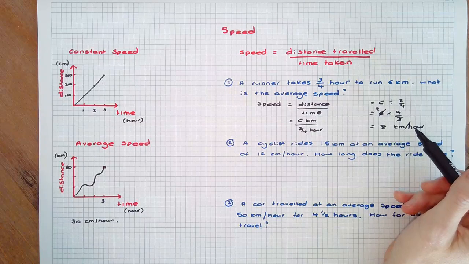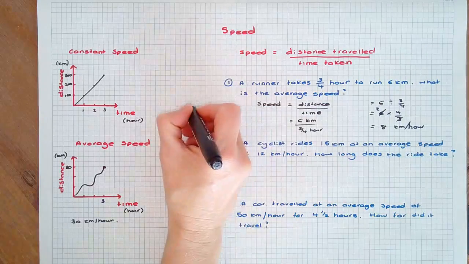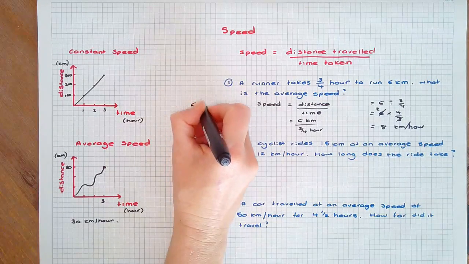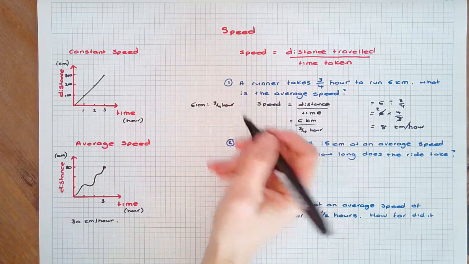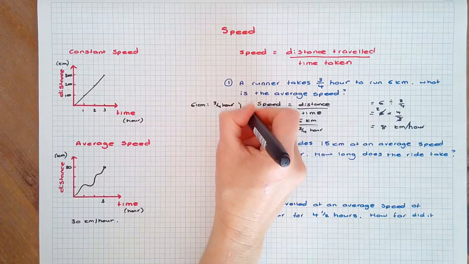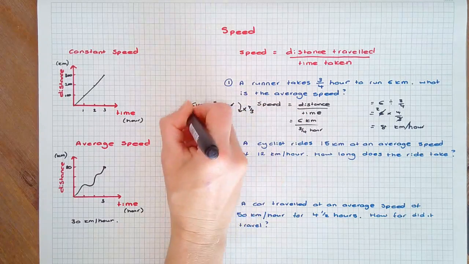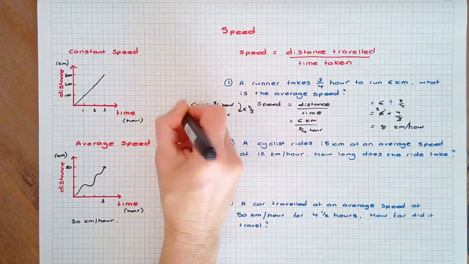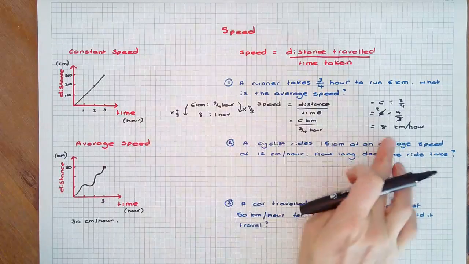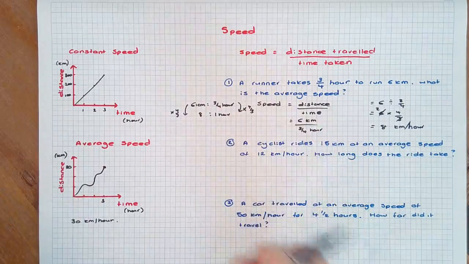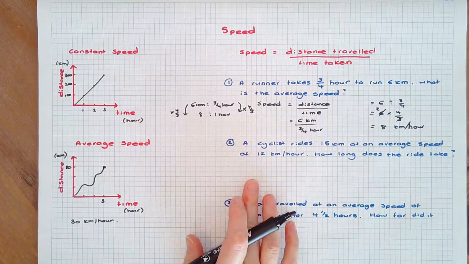We could also use the unitary method for this problem, and I'll just do this over here because I've run out of room. 6 kilometres is equivalent to 3/4 of an hour. Let's take it to 1 hour. We'd multiply by the reciprocal 4/3. 6 times 4/3, which we worked out before, was 8 kilometres. So we can use the unitary method or the formula speed equals distance over time. Let's take a second example.